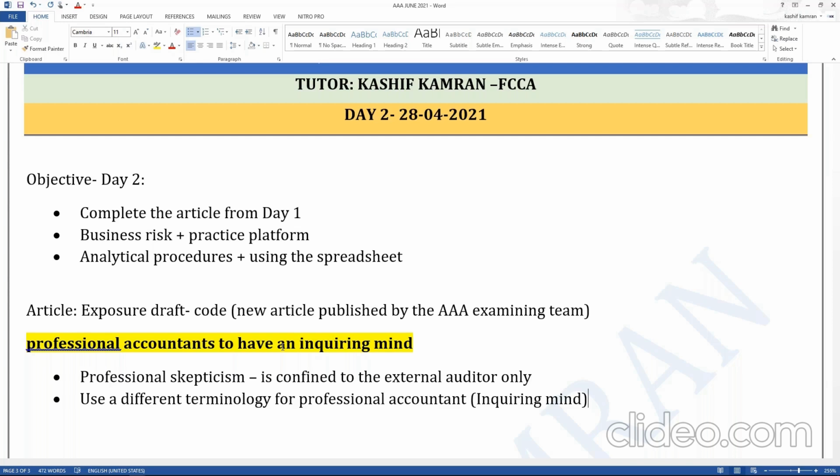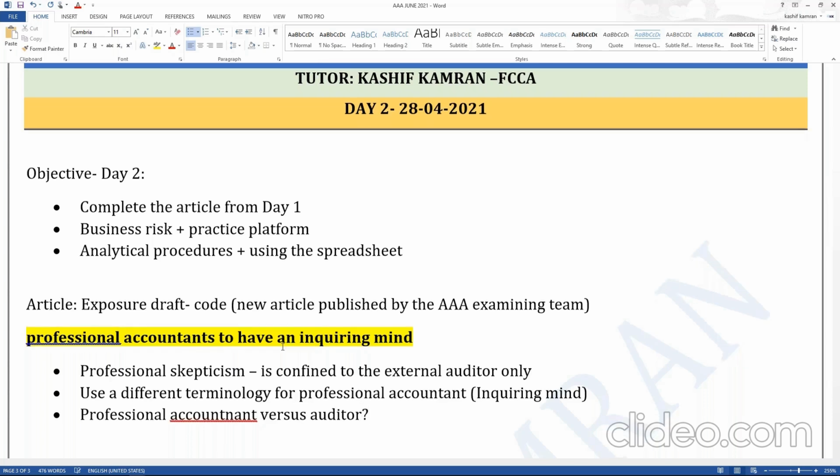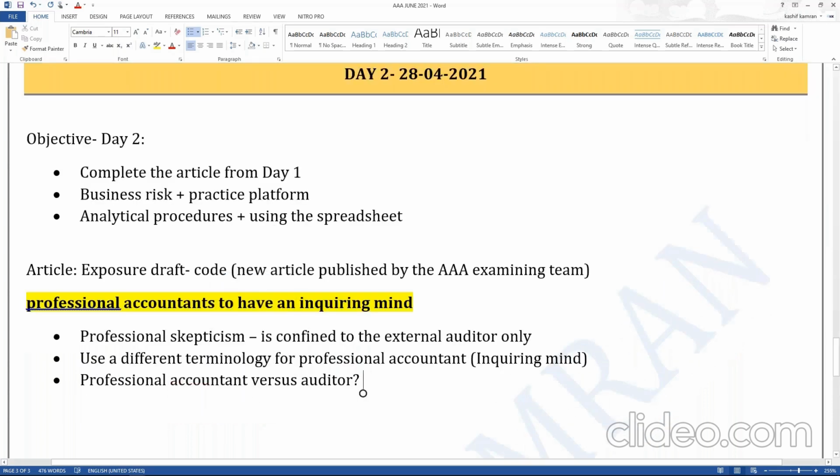Professional accountant is a wide terminology, right? Which includes the different roles the accountant can adopt in a given organization, right? So I hope you all understand the difference between a professional accountant versus an auditor, right? Are you all clear on this? The difference between a professional accountant and an auditor? Should I write it down? The professional accountant versus the auditor, what's the difference?